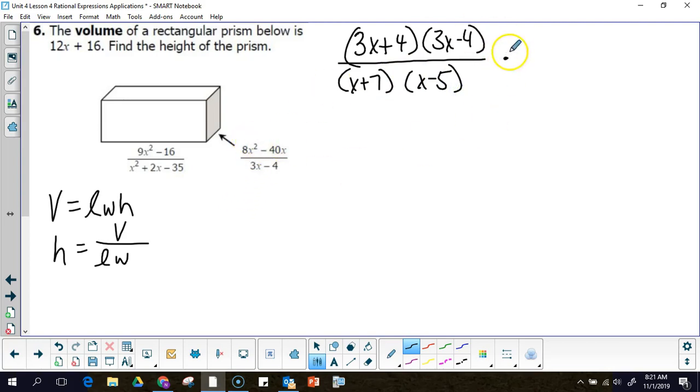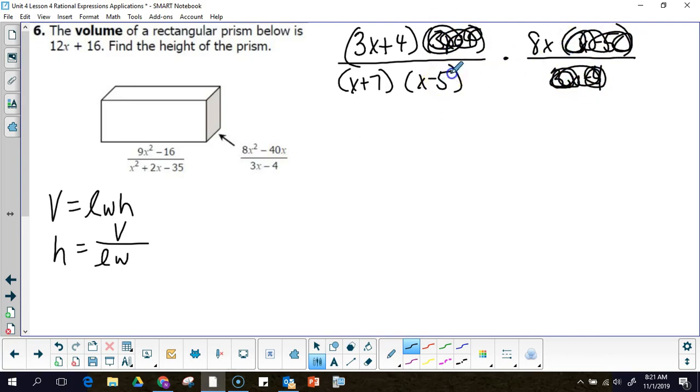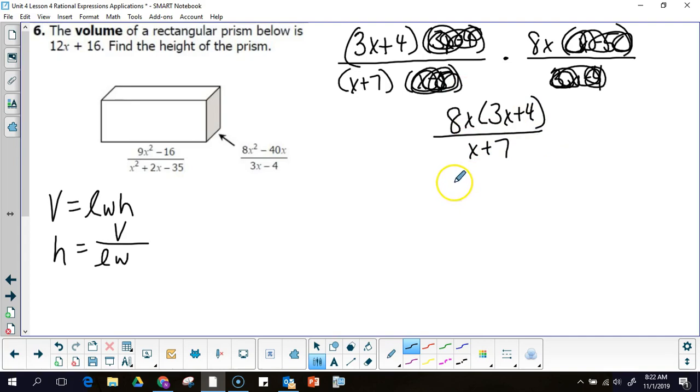Let's see, this one I'm going to pull out an 8x. X minus 5. And down here I can't really do anything. 3x minus 4, but I can cancel it with this one. So I would do this one and simplify it first, and then we'll do our division. Okay, so then we can write this as 8x times 3x plus 4 over x plus 7. We can leave it like that.